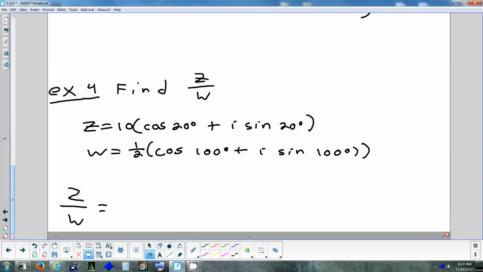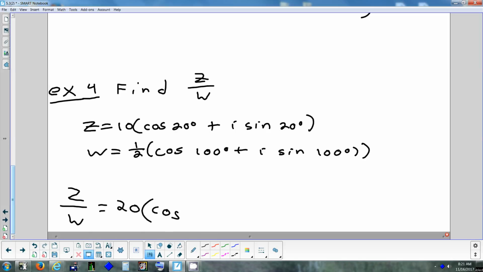All right, let's try this one, and then one thing left, and then that'll be it. Okay, so z is 10 cosine 20 plus i sine 20. w is 1/2 cosine 100 plus i sine 100. When I divide those, what is my radius going to be? 20. If you were thinking 5, you were thinking 10 divided by 2. But my radius isn't 2, it's 10 divided by 1/2, which is 20.